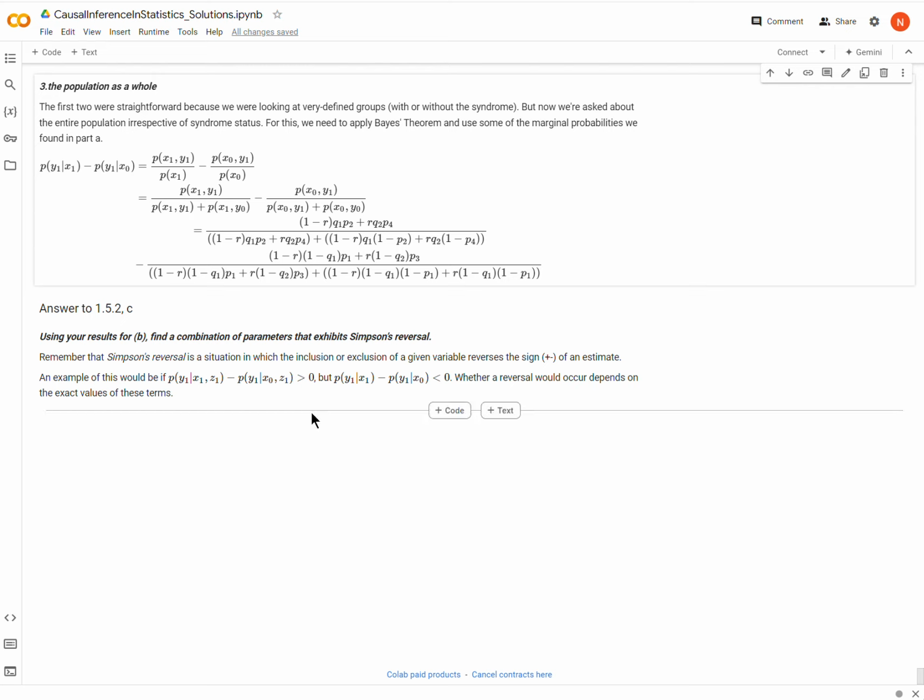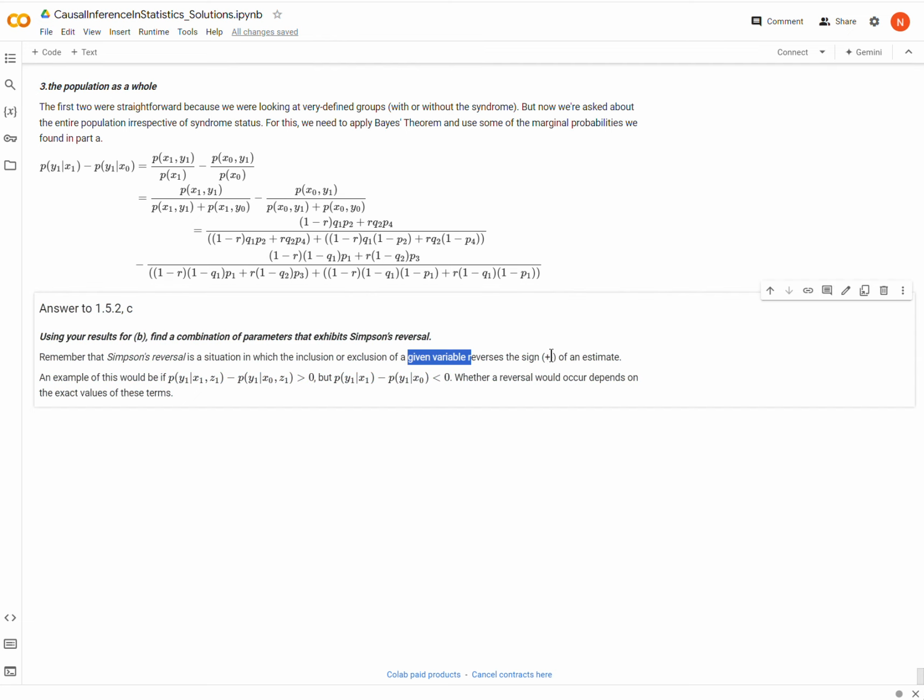All right. Finally, use your results for B to find a combination of parameters that exhibit Simpson's reversal. I'm just going to punt here because it really just becomes a mechanical thing, but I thought maybe I would just remind you of what Simpson's reversal means. So it just simply means that we find a situation where if we include or exclude a given variable, this reverses the sign of the estimate.